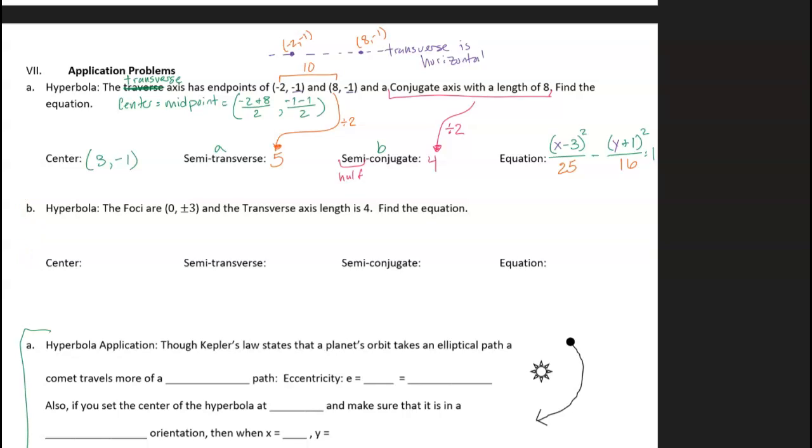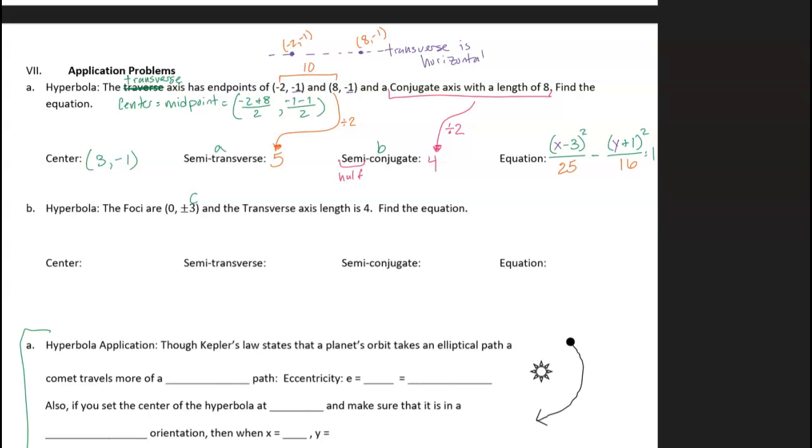All right, so now for part B. It says that the foci are at 0 plus or minus 3, and the transverse axis length is 4. Find the equation. Now, if you remember, to identify the foci, we always add or subtract C from either the H or the K, depending on if it is vertical or horizontal. Now notice the value being added or subtracted here is 3, meaning that the C must be equivalent to 3.